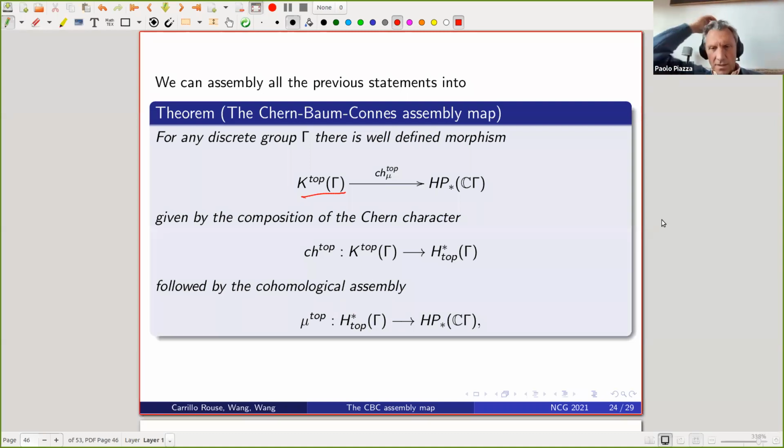I have a question, Paolo Piazza. Hi. Thanks for the very nice talk. Can you say something about the compatibility of your left-hand side with the one of Baum, Connes, Higson?